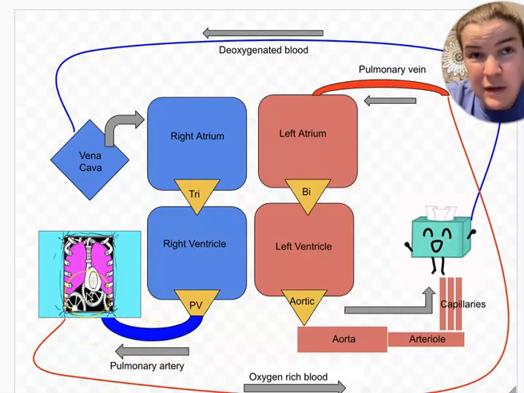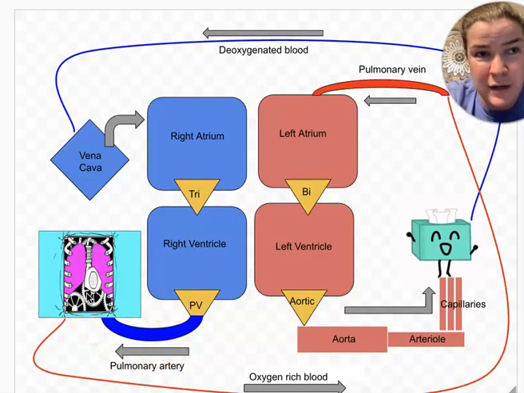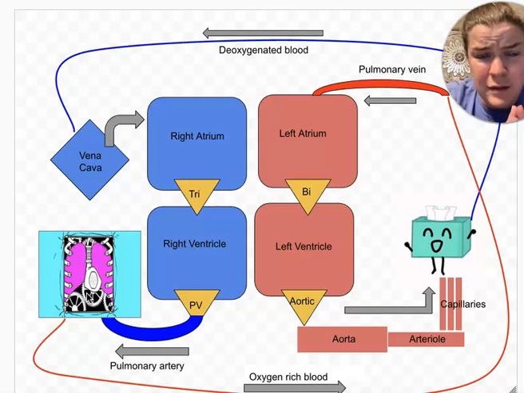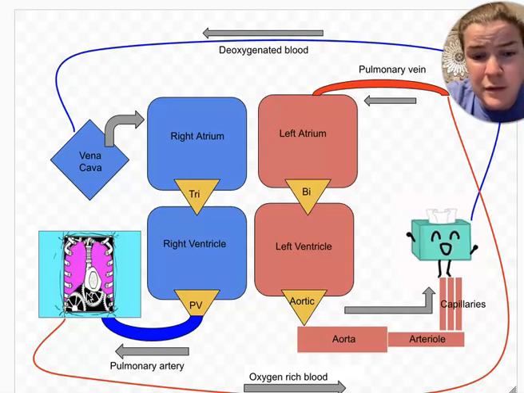to the lungs to be exhaled, and that is where carbon dioxide leaves the body as a waste product.